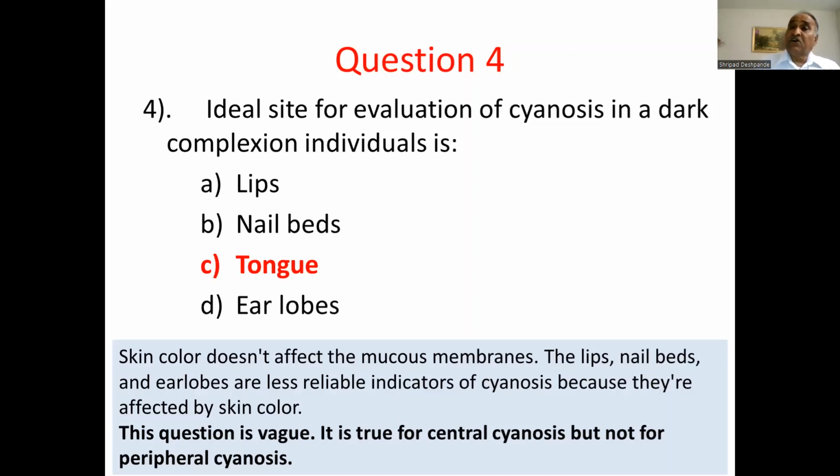Since the stem is not clear, I would like our students to take the benefit of the doubt, because the ideal site for evaluation of cyanosis may be peripheral, may be central. Skin color does not affect the mucous membrane. And the lips, nail beds, and earlobes are less reliable because in a colored complexion person, the color cannot be detected easily, and there may be a different hue. So this question is vague. It is true for central cyanosis, but not for peripheral cyanosis. Thus, it is disputed. It's not a clear question.